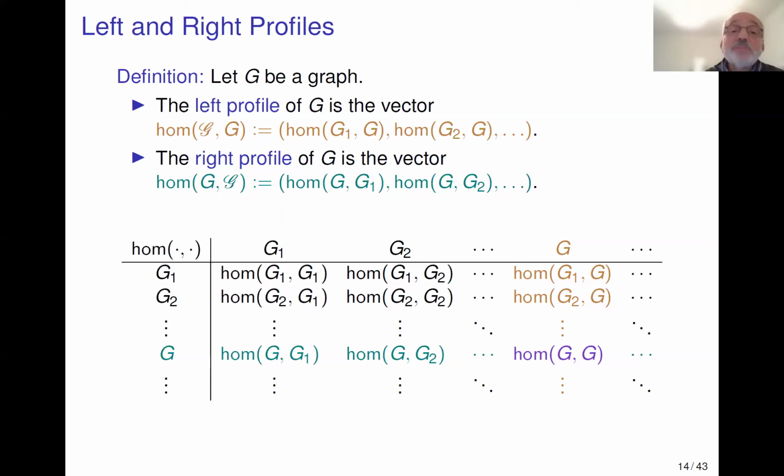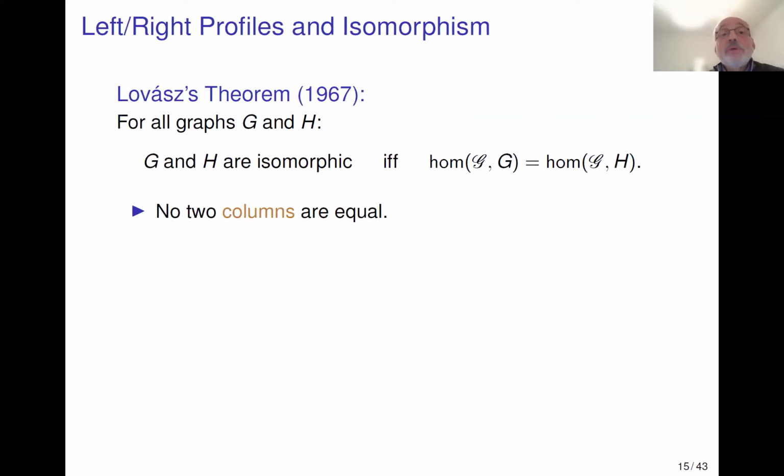Now you should say, wait a moment, you started with isomorphism. Now you've gone to homomorphisms. Now you tell us about left profiles. What is it all about? Well, what it's all about is Lovász's theorem from 1967. That's László Lovász. He was at the time 18 or 19 years old. It's one of his first papers. He proved that for all graphs G and H, they are isomorphic if and only if they have the same left profile.